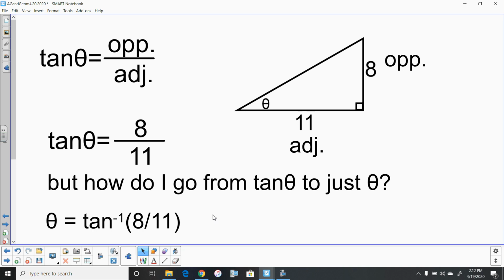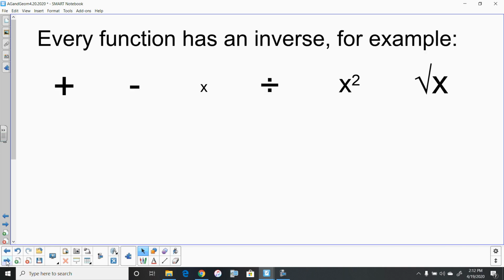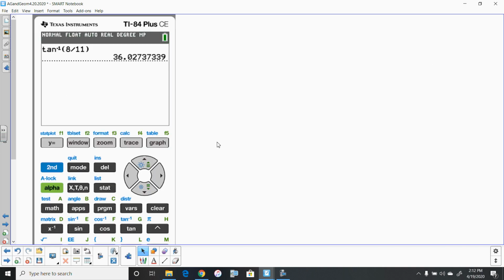Now that looks kind of weird, and getting to that on your calculator is a little odd. Check it out. We go to this slide here, and we can type exactly that into our calculator. Tan inverse of 8 over 11. On almost every calculator ever, the tan inverse feature is written right above tan. So you're going to need to hit second, then tan, to get that tan inverse to show up. And then in your parentheses, you'll put 8 over 11, or 8 divided by 11.